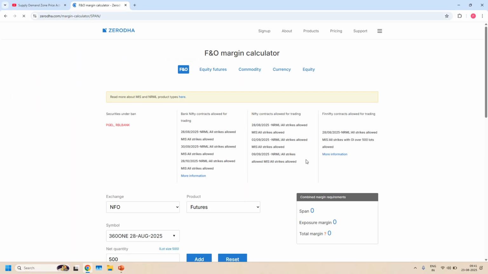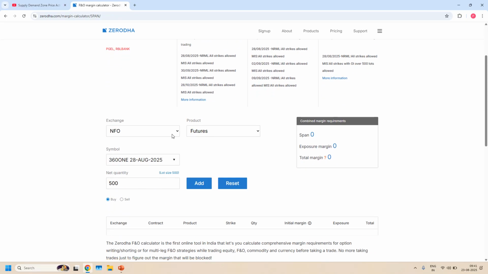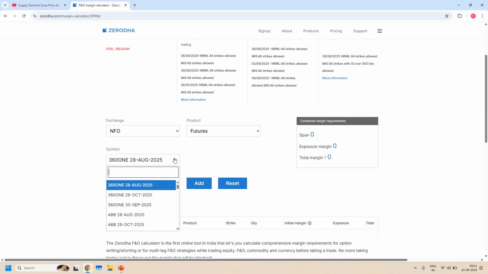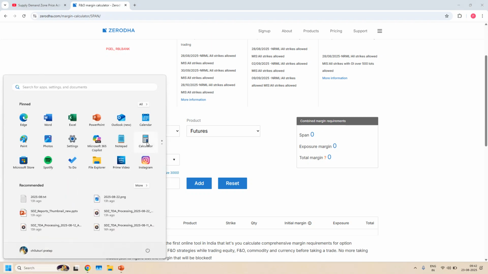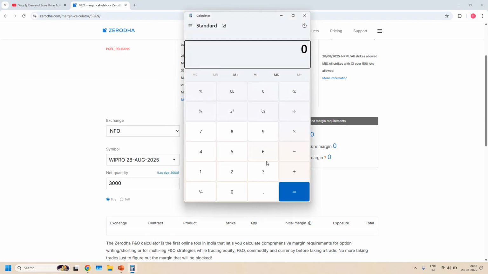Let me open the Zerodha margin calculator. Here I am selecting the stock Wipro, 28th August expiry. Let us assume that one. So what is the quantity, net quantity? 3000. Let me open the calculator. Okay, here lot size is 3000 into, we got 14 rupees, or strictly speaking 13 rupees 95 paisa.